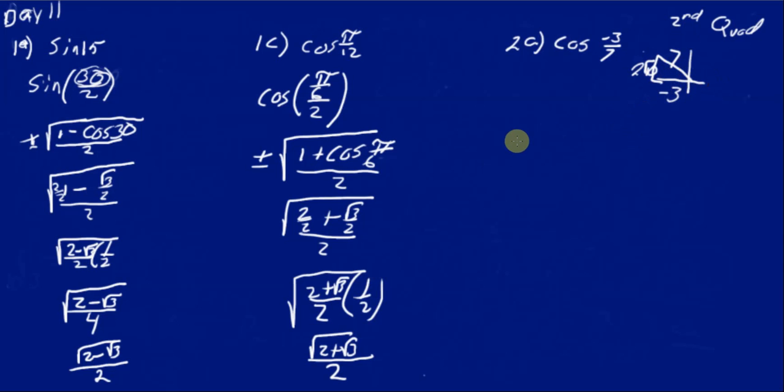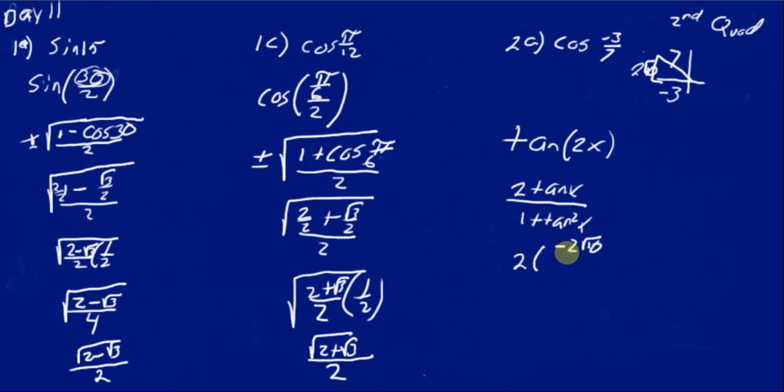All right, so we're asked to find the tangent of 2x. The identity for the tangent of 2x is going to be 2 times the tangent of x divided by 1 plus the tangent squared of x. All right. So the tangent of x is going to be the opposite over the adjacent. So it's going to be a negative 2 root 10 all over negative 3.